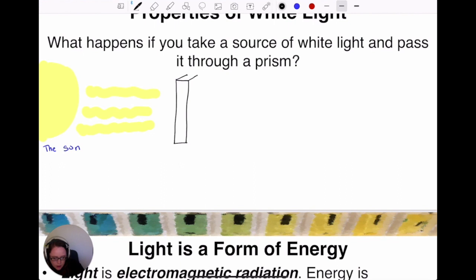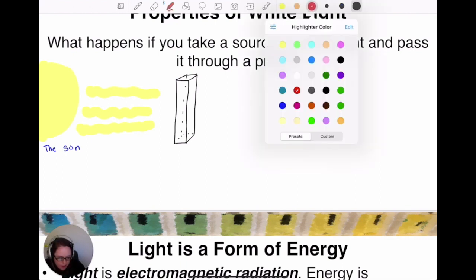Okay. So what do you expect to happen when that white light passes through the prism? And this is something that you may have seen before in a different context or a different class. So what we expect to see is we expect that white light to be separated into individual colors of the rainbow. So we're going to have red light.